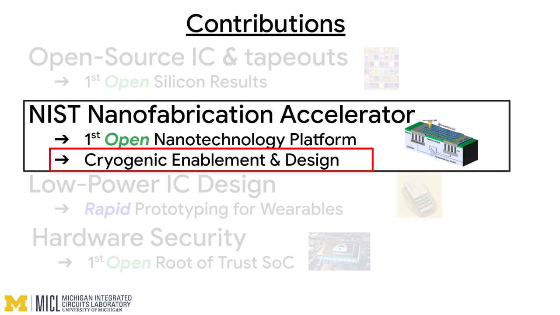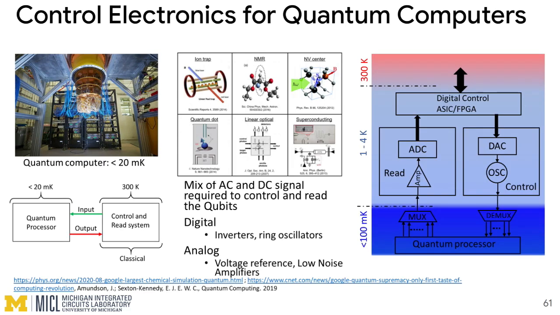All right, so the second part of the NIST work is cryo-enablement and design. One of the main applications of cryo-operation is to build control systems to interface with quantum processors. And to do so, the control needs to be sitting around 1 to 4 Kelvin.